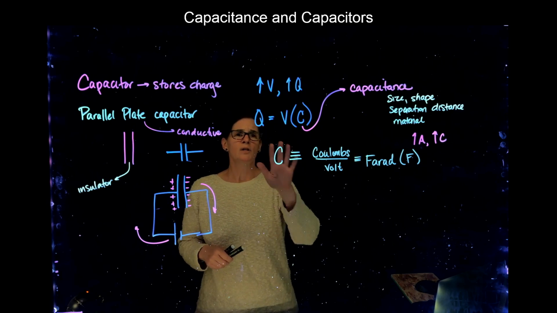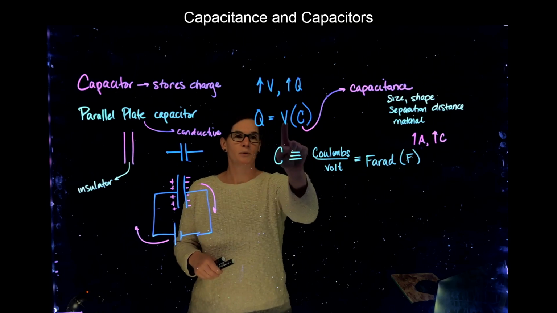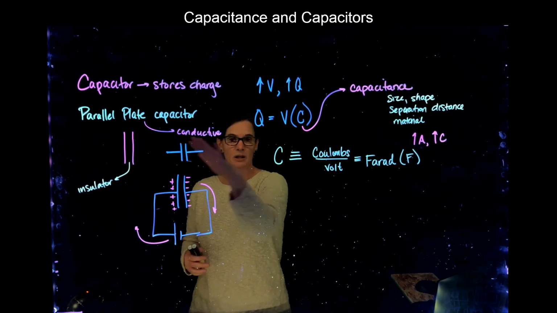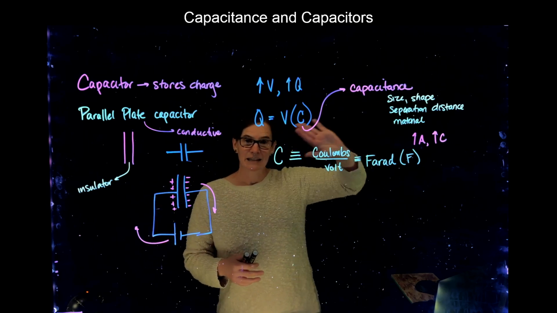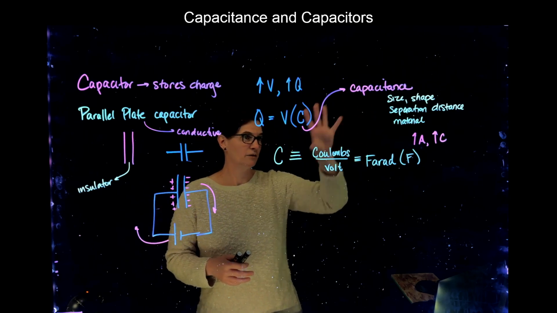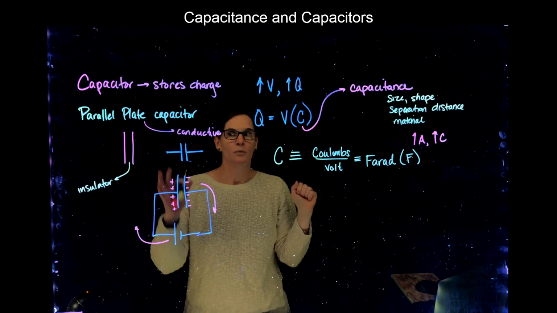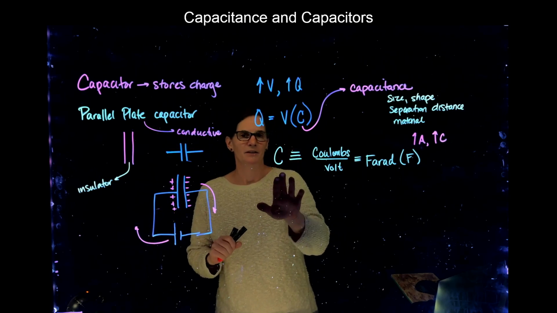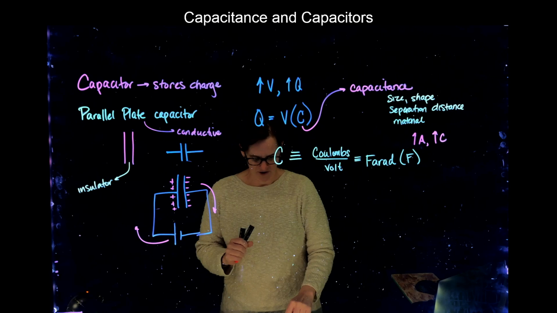All right, so capacitance stores charge. That charge is related to the voltage applied across that capacitor times the capacitance. We talked a little bit about why that would look like that. The capacitance is a property of the capacitor itself related to things like size, shape, separation distance. We're going to analyze that for a parallel plate capacitor. The unit of capacitance is a farad.